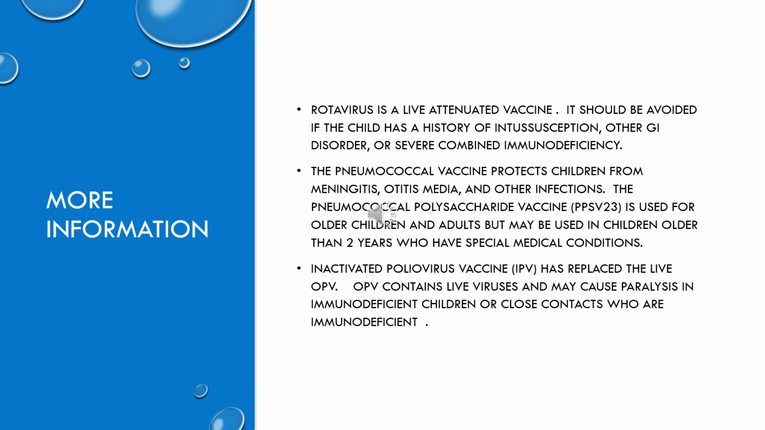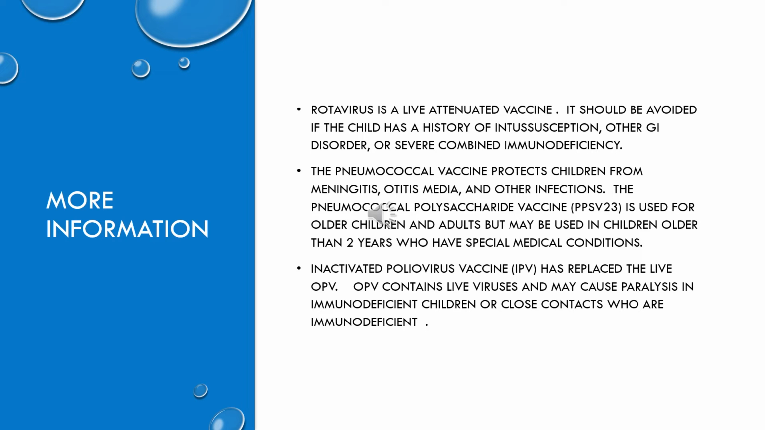The pneumococcal vaccine protects children from meningitis, otitis media, which is ear infection, it means middle ear, and other types of infection. The pneumococcal polysaccharide vaccine is used for older children and adults, but may be used in children older than 2 years who have special medical conditions. So again, good vaccine here.